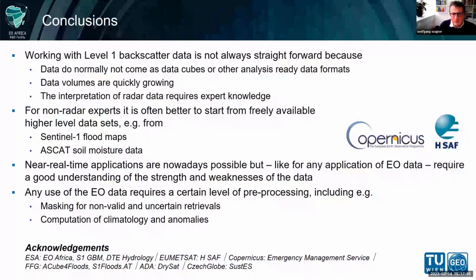And of course, even if you start from the higher level data products, you still need some level of pre-processing to make them fit for your application, where you can already start building in this knowledge of these strengths and weaknesses. So you can do better masking for non-valid and uncertain retrievals. If you want to highlight certain exceptional conditions, you need to do things like compute climatologies, anomalies, etc. So a lot of work still has to be done, even if you work with higher level data sets.